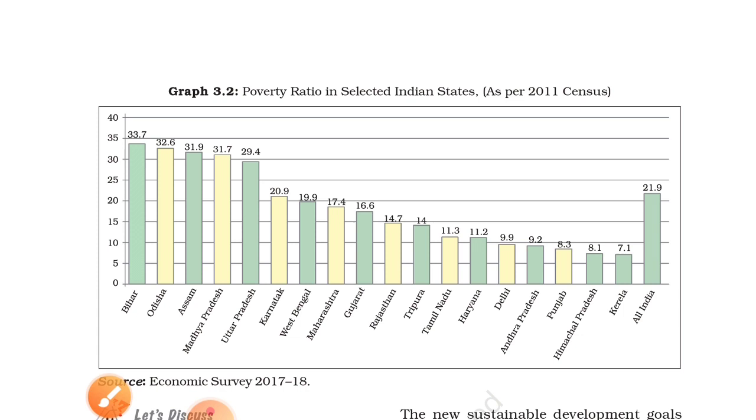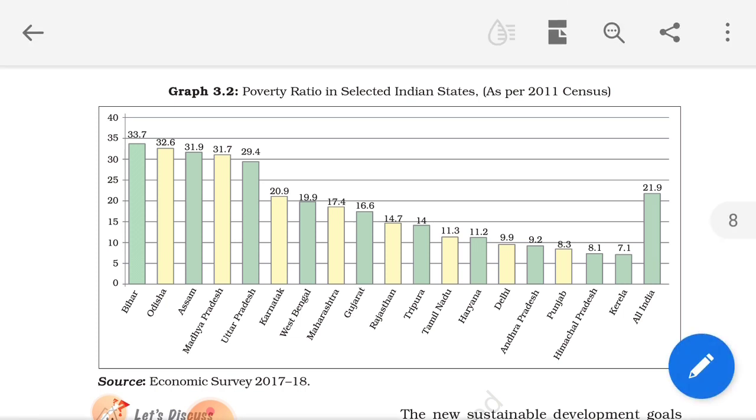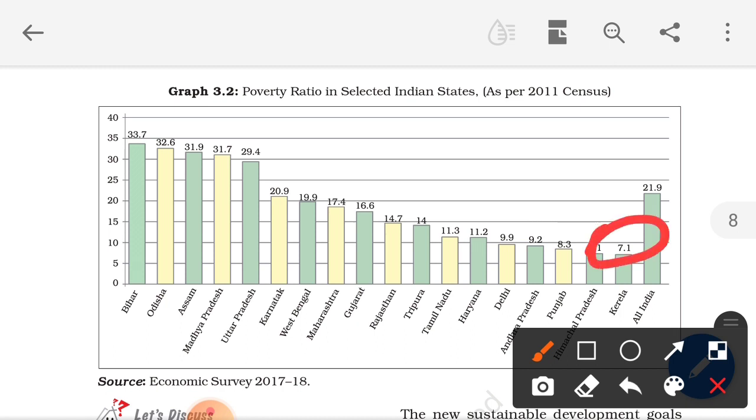then Himachal Pradesh 8.1, then Kerala with the least poverty. It is 7.1. At the top of poverty, Bihar with 33.7.